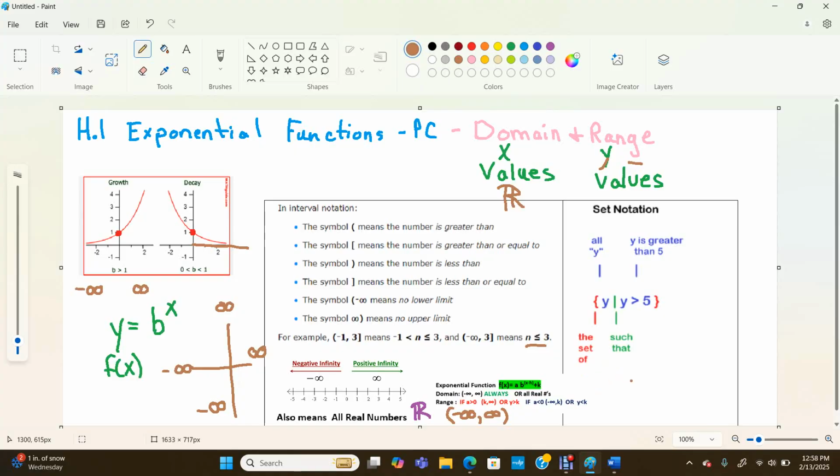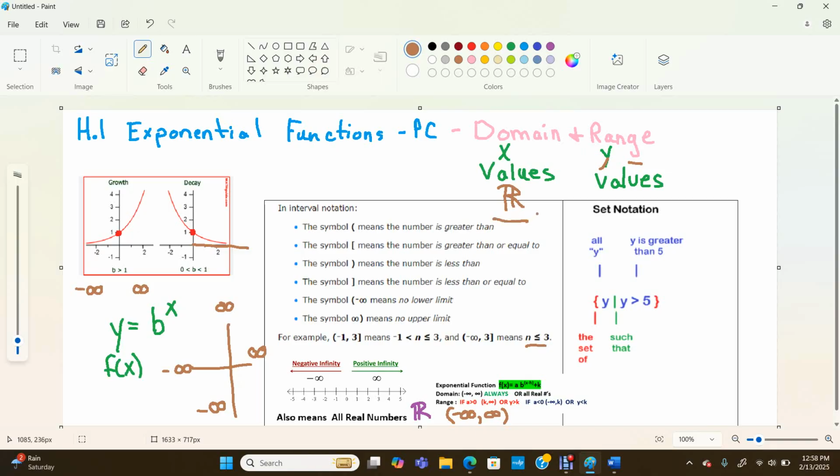Other things that you're going to see are, again, remember, negative infinity is this symbol, positive infinity is this symbol. And so on your graph like this, x on this end is negative infinity. Over here, it's positive infinity. The y-axis, negative, is down here. Positive is up here. Now, again, for the domain, for these graphs, they're always going to be all real numbers.